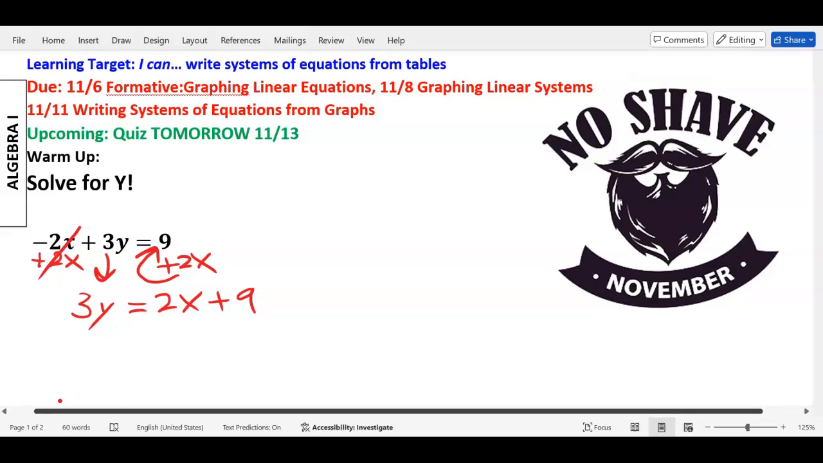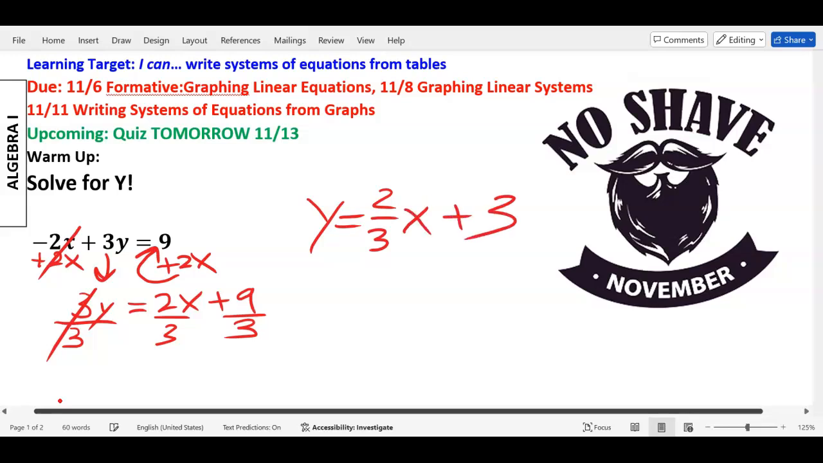Then, how do I get rid of that 3 in front of y? We divide everything by that number, which is 3. So, y equals 2 over 3x, doesn't reduce. 9 divided by 3 is 3, okay?